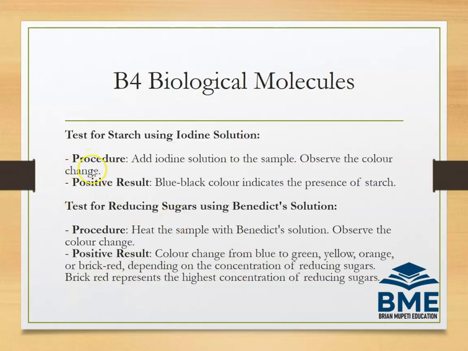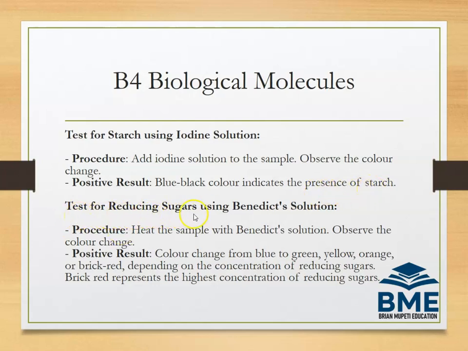You are expected to know about the procedure and the expected results when you test for certain substances in biology. Now, the first substance that we want to test for is starch. So to test for starch, we use iodine solution. The procedure is to add iodine solution to the sample containing starch. After this, you should observe the color change. If you get a blue-black color, it means that starch is present.